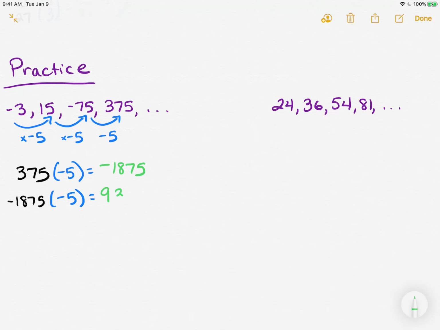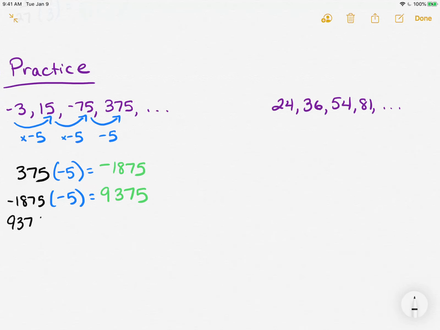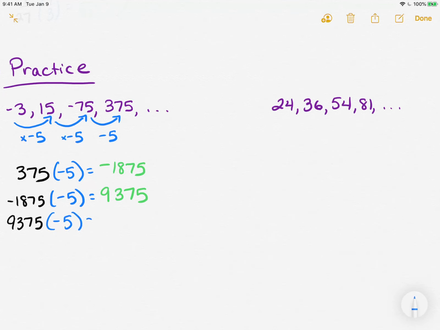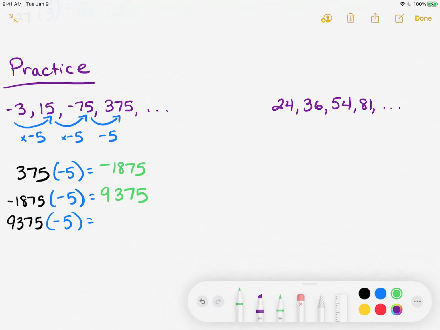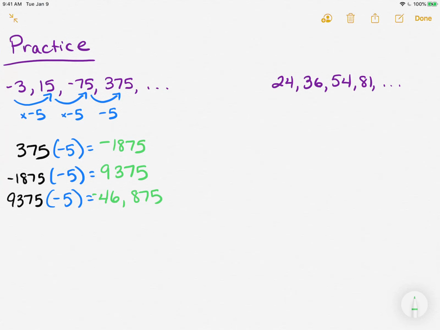9,375. They all end in 75. Well, that's convenient. And then the third sequence will be negative, 46,875, like that. Mr. Taylor, negative. Like that. Yes. So the next 3 terms in the sequence are -1875, positive 9,375, and negative 46,875.